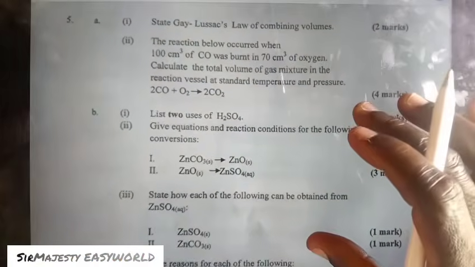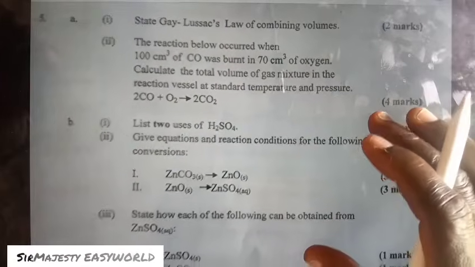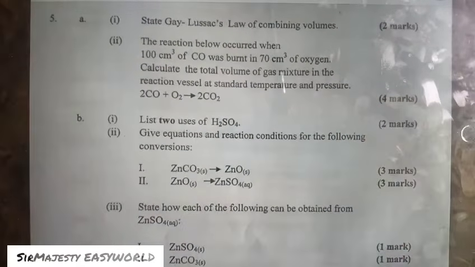So the next question says, list 2 uses of H2SO4. Simple. H2SO4 in the laboratory is used as a drying agent. It's used to dry gases in the lab. Then it's a dehydrating agent used to dehydrate some substances. If you use it to dehydrate sugar, you can get sugar charcoal by using concentrated H2SO4. Then H2SO4 is used in petroleum refining to remove pigments.